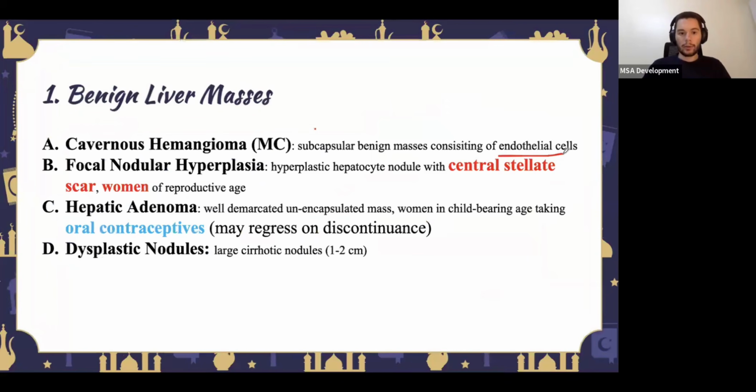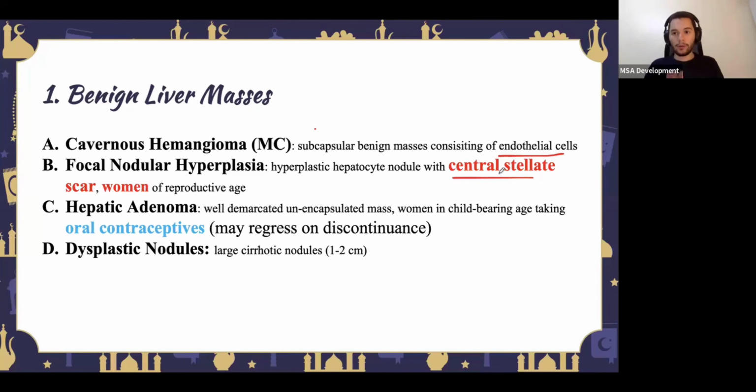Then you have focal nodular hyperplasia. From its name, there are hyperplastic hepatocytes, and it is nodular. The characteristic sign is central stellate scar. It typically affects women of reproductive age. It could get confusing with the next one because it also affects women of reproductive age. Thus, the way you could differentiate it is central stellate scar. It's very diagnostic of it.